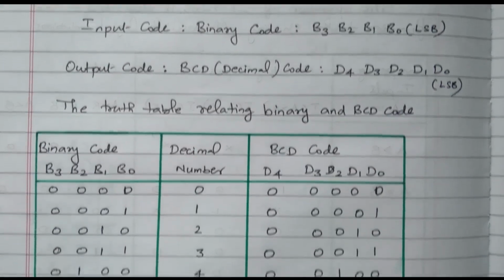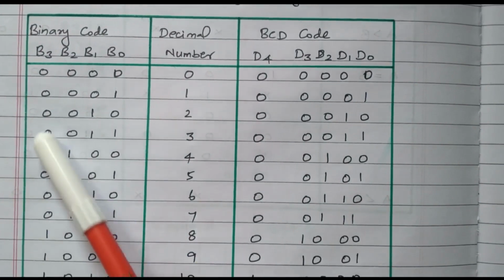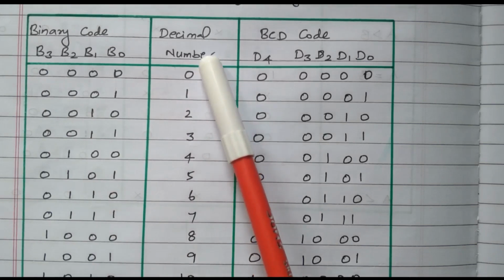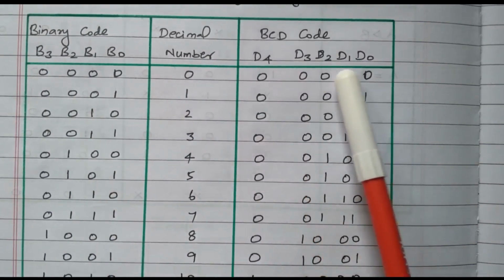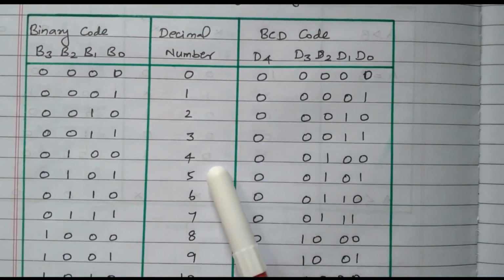Right? So the binary code is represented by the names B3, B2, B1, B0. This is the equivalent decimal number. This is the BCD code D0, D1, D2, D3. The D4 indicates how many digits are available.